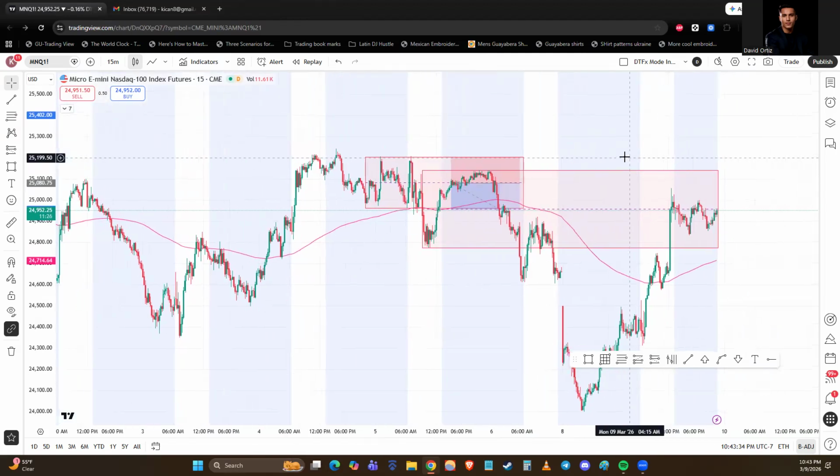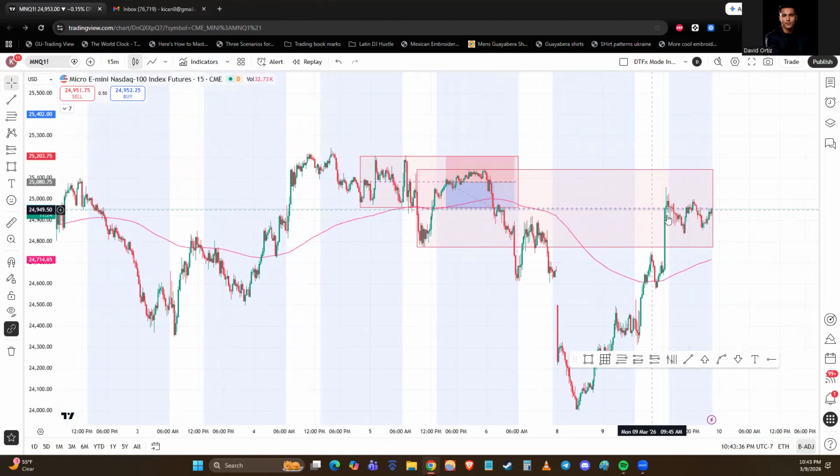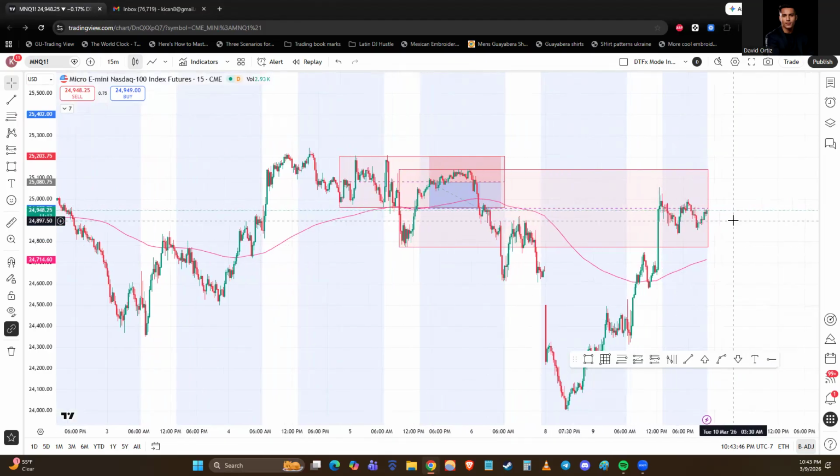And now this frames a trade that is still playing out, because price went all the way down and it went back up here. So this is kind of still playing out.